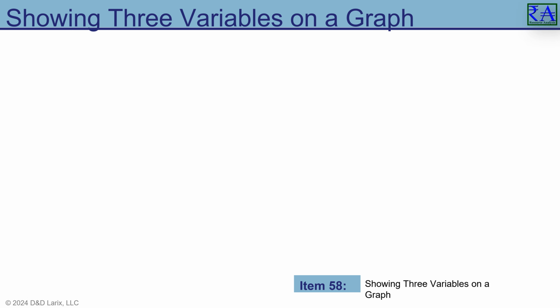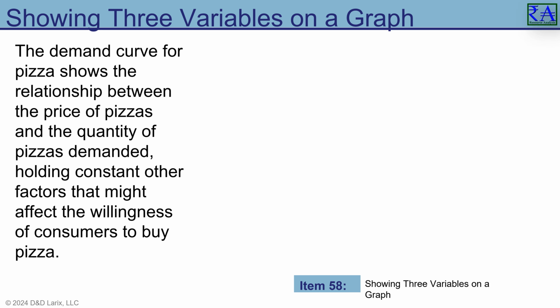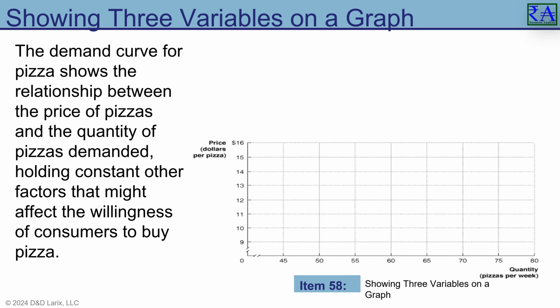In economics, we often need to analyze how multiple variables interact. Let's consider the demand curve for pizza. The demand curve illustrates the relationship between the price of pizzas and the quantity of pizzas demanded, holding constant other factors that might affect consumer behavior.